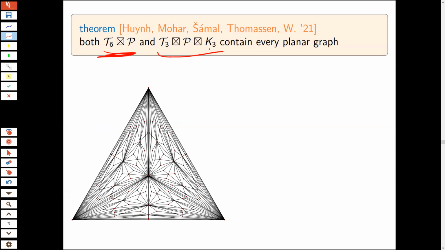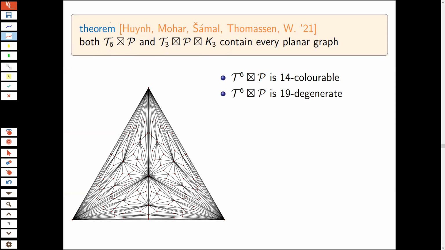So let's think, is this theorem any good? Does it satisfy the desirable properties that we had at the start? Well, you can easily show that. Let's just think about the first one. It is 14-colorable. That's an easy argument. It's 19-degenerate, so every finite subgraph has a vertex of degree at most 19. Again, that's not hard to check.